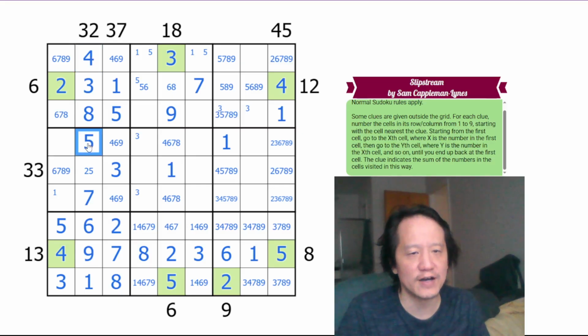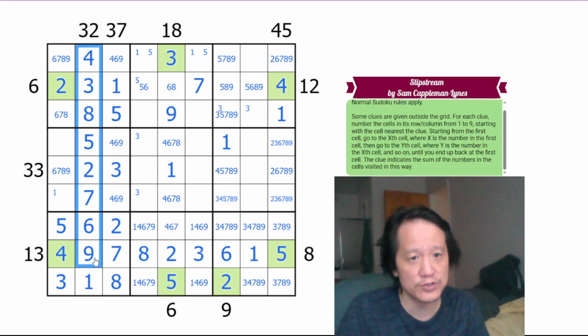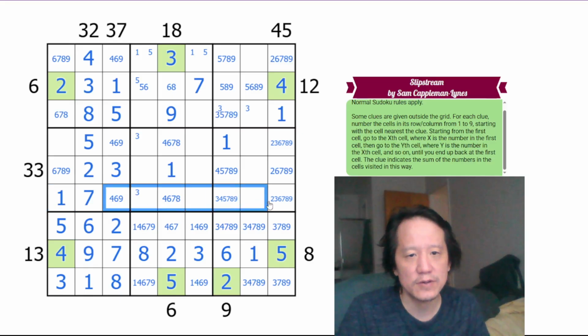This must be 5 pointing to the 5th cell, which means this is 2 pointing to the 3rd cell, which means it's pointed to 8. 8 points to 9, which points to 1. And that adds up to 32, because we're missing the 7 and 6 here. This must be a 1 here.